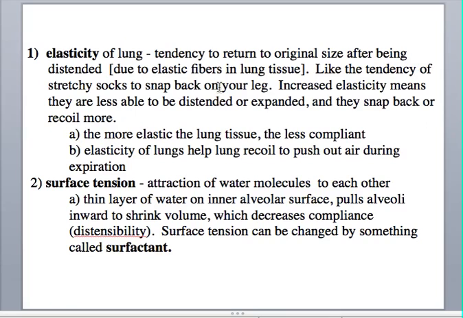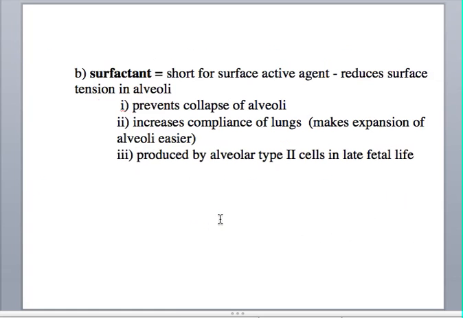As I mentioned here, the surface tension has the ability to pull the alveoli inward, to shrink them. So if we have some surfactant there, it will reduce the surface tension and prevent the alveoli from collapsing. This will increase the compliance of the lungs, making expansion of the alveoli easier. And this is produced by alveolar type 2 cells in late fetal life. Remember, the type 2 makes the goo. So it makes the surfactant, and this is important.